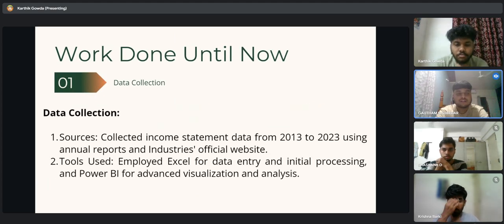For the first part, collection, we took the income statement of the particular industry from the year 2013 to 2023 using the company's annual reports and the industry's official website. The tools we used for processing the collected data were Excel and Power BI. We used Power BI to get advanced visualization and analysis. Next.